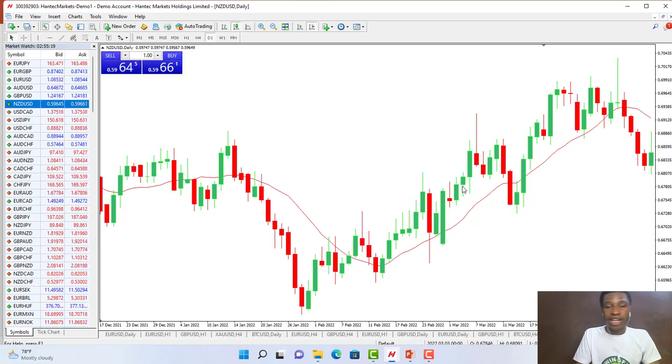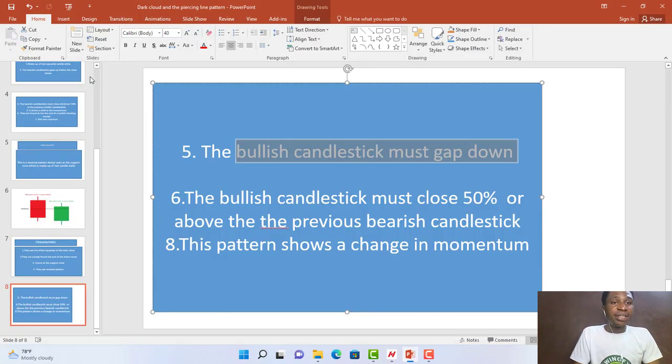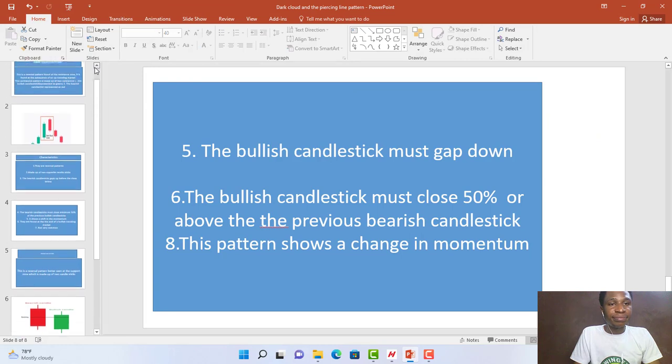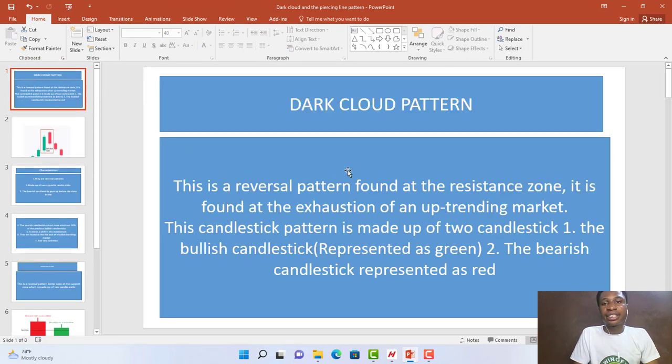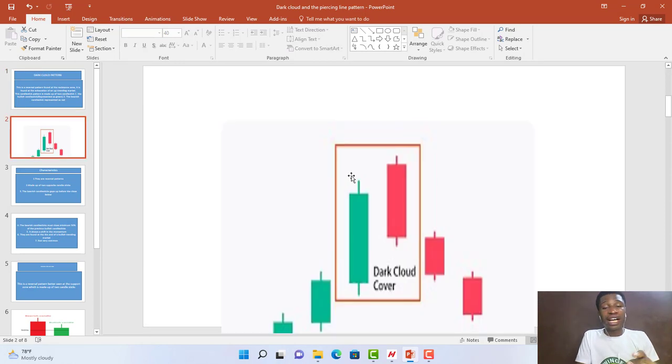So as a recap, we started with the dark cloud pattern tonight. We say the dark cloud pattern is a reversal pattern. That's the most important thing you've got to know. The reversal pattern is made up of two candlesticks. The first one, the bullish candlestick, and the next one, the bearish candlestick.